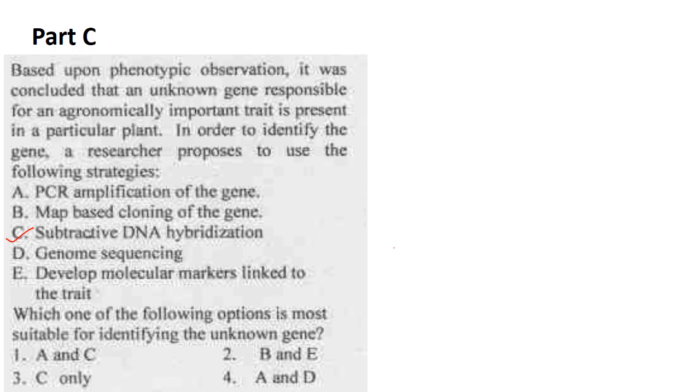Map-based cloning of the gene. So it can be used only when we know where the particular gene is located. So that also cannot be used. Subtractive DNA hybridization. That is correct. Genome sequencing also cannot be used. And developing molecular markers linked to the trait also cannot be used. So the answer here is option 3, C only.